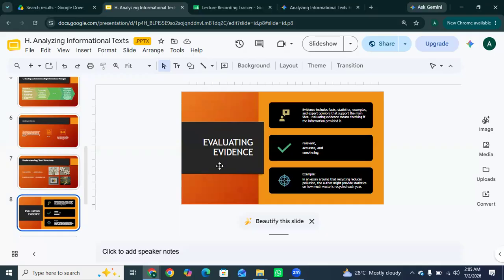For example, in an essay arguing that recycling reduces pollution, the author might provide statistics on how much waste is recycled each year. This means acting like a tracker and following the author's logic from their main claim, like their opinion, through their proof, past any opposing ideas, all the way to the final conclusion.